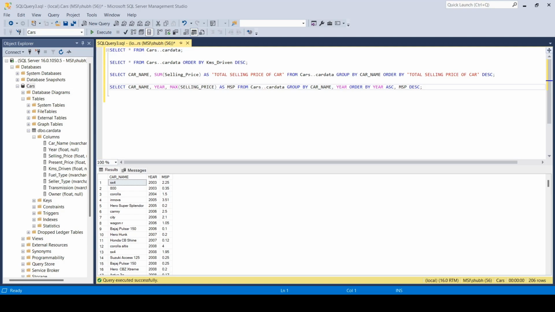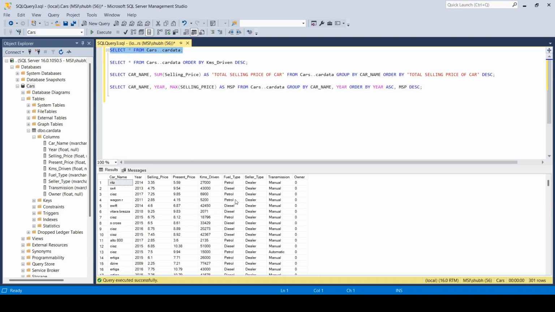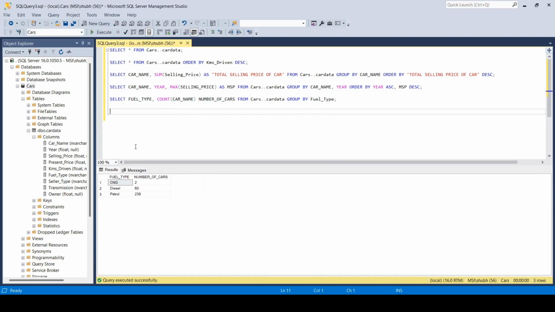Now let's see how many cars are in the data. Let's see count of cars by fuel type. So here again we have used count to count the number of cars, and as we used count we had to use group by fuel type. So CNG cars were 2, diesel cars were 60, petrol cars were 239.